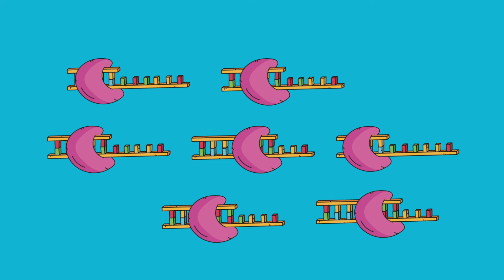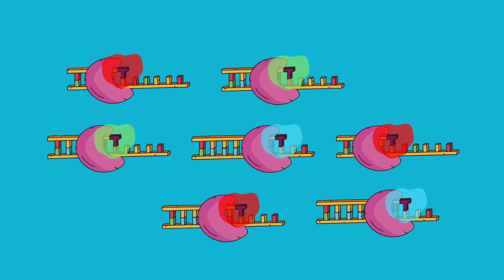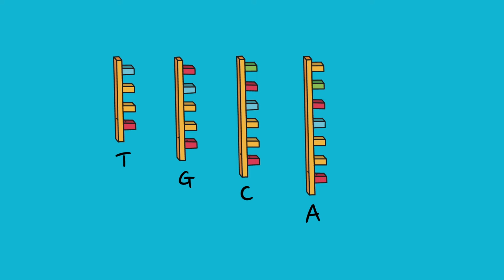This reaction is repeated until the sample contains fragments of all different lengths, each terminated by a fluorescently labeled dideoxynucleotide. When the fragments are separated by size, the dyes can be read in order to give the sequence of the template DNA.